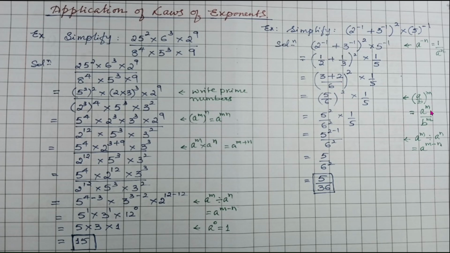(5 by 6) squared, again apply this law here, (a by b) raised to m, so it becomes 5 squared by 6 squared into 1 by 5. Now 5 and 5, base is same, so you can apply the law again, that means 5 raised to 2 minus 1 divided by 6 raised to 2. 5 raised to 2 minus 1 is 5, 6 squared is 36, therefore the answer is 5 by 36.